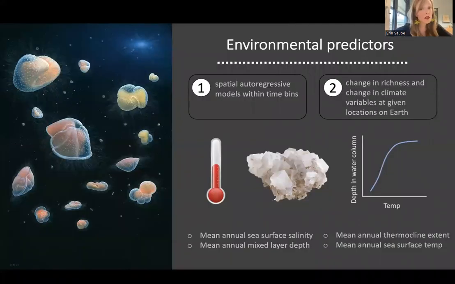Okay, so once we quantified these latitudinal diversity gradients through time, once we actually got those patterns, we wanted to try to identify potential drivers of these LDG changes that we were seeing over the last 40 million years. And to do this, we used two different modeling approaches. We wanted to investigate the relationship between richness and climatic factors within time bins, but also temporally across time bins.